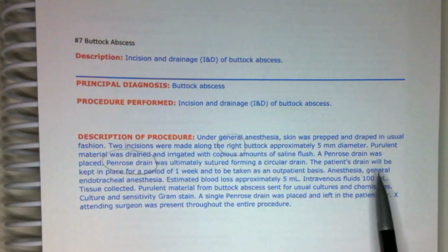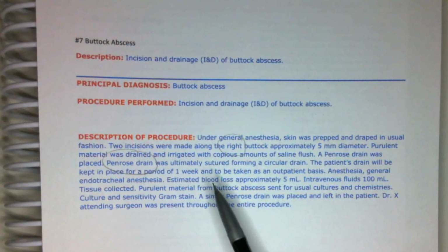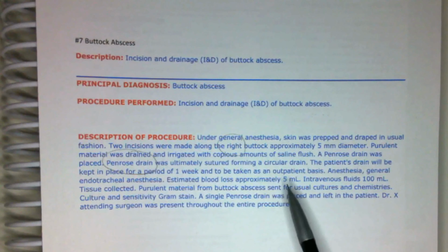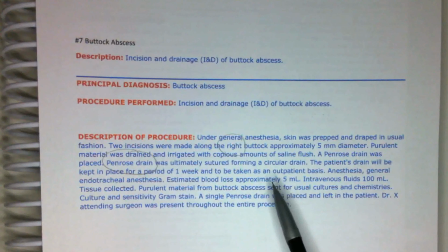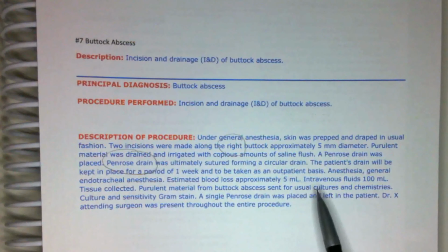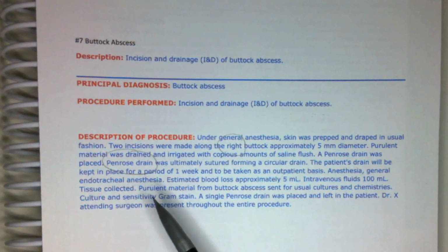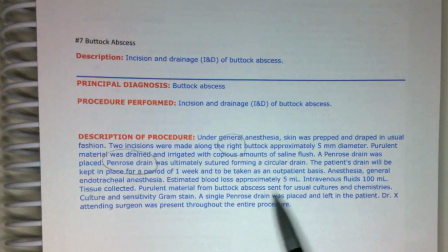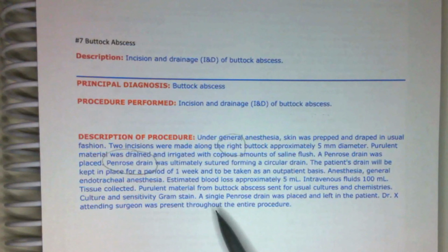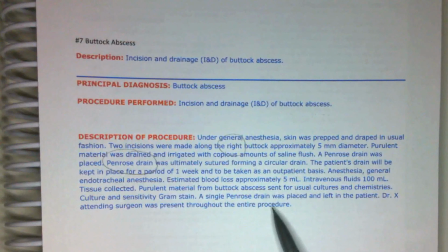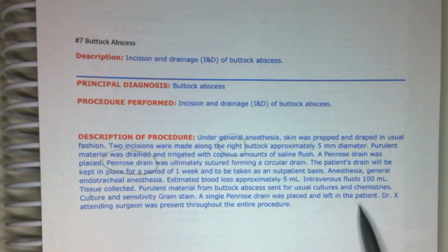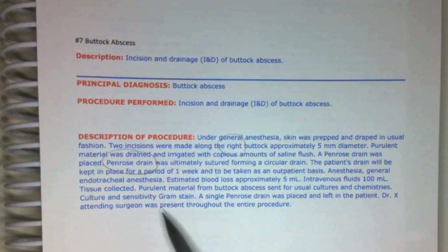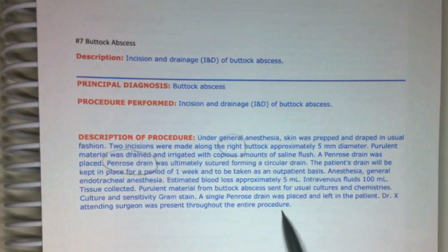The patient's drain will be kept in place for a period of 1 week and to be taken out on an outpatient basis. Anesthesia, general endotracheal anesthesia, estimated blood loss 5 milliliters, IV fluids 100 milliliters, tissue collected, purulent material from buttock abscess sent to usual cultures and chemistries, culture and sensitivity, gram stain. A single Penrose drain was placed and left in the patient. Dr. X, attending surgeon, was present throughout the entire procedure.